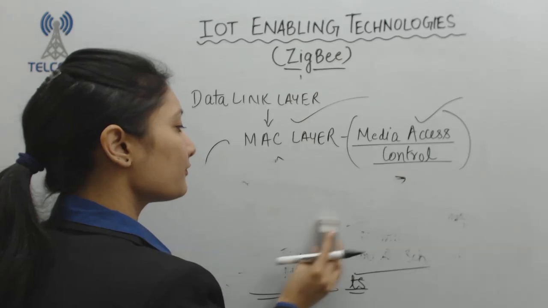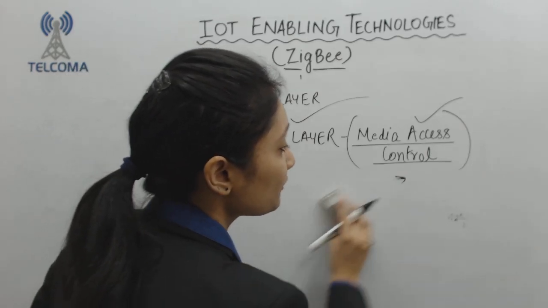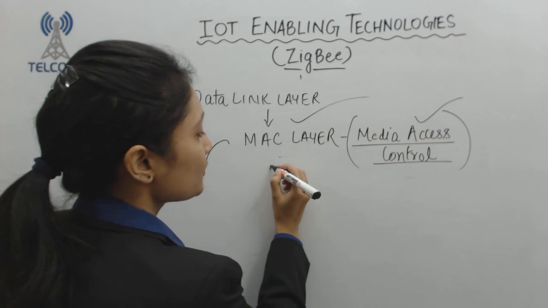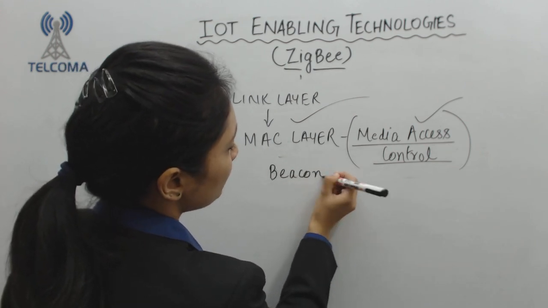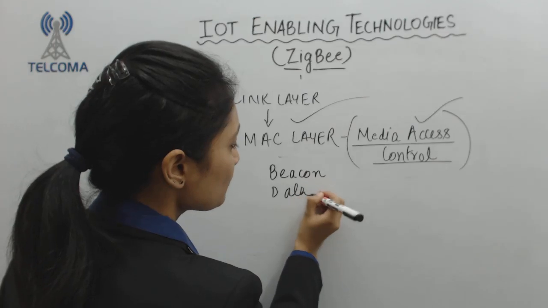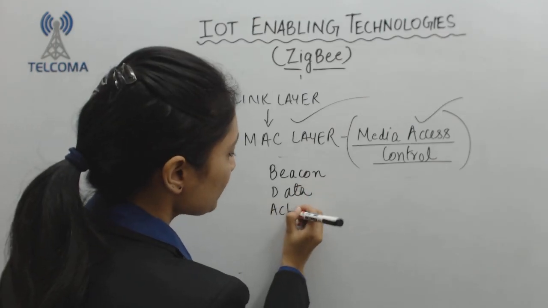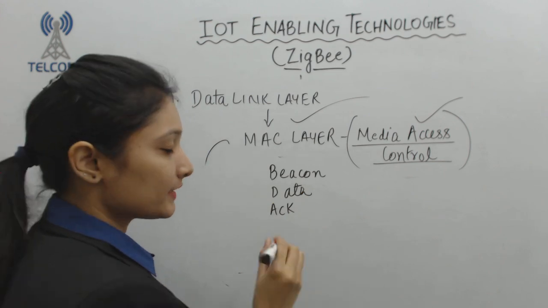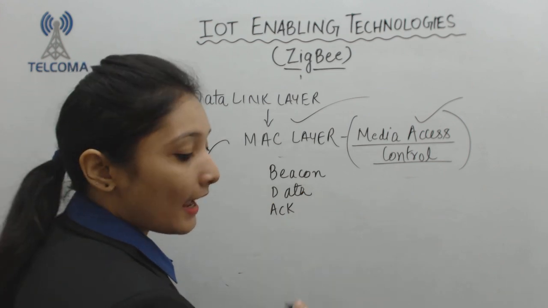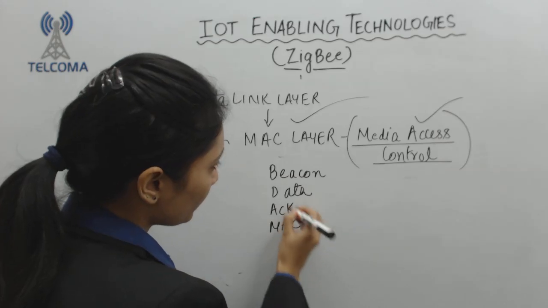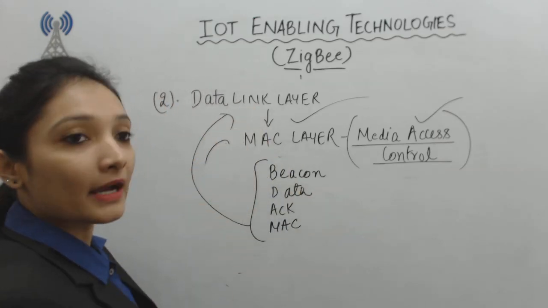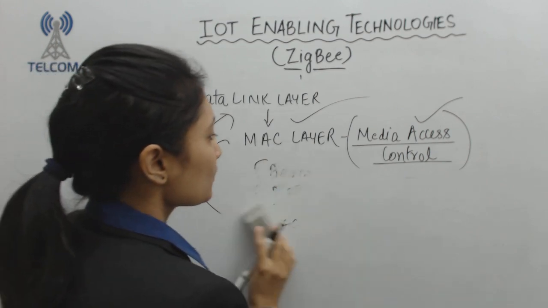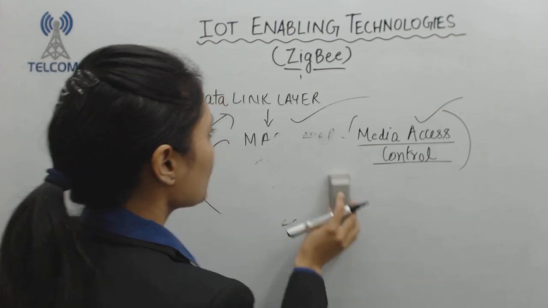So basically different types of frames are used here, like the beacon frame, which is used by the coordinator. Then you have the data frames, which are used to forward your data. Acknowledgement frames are used to confirm that the data frame is successfully received. And then you have the MAC command frame for MAC layer control. So this is how Zigbee technology is enabled for your Internet of Things, that means the various devices which will be used under your IoT systems.